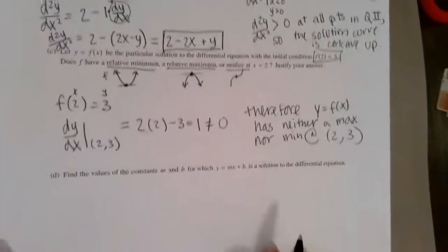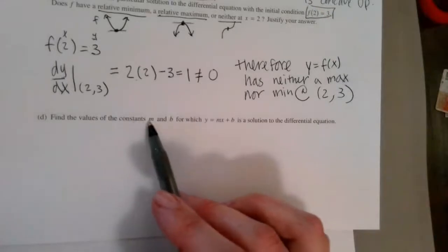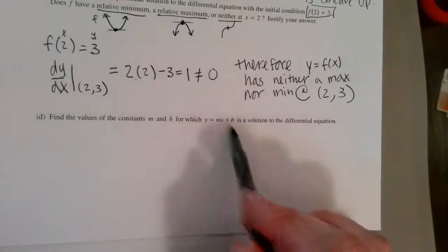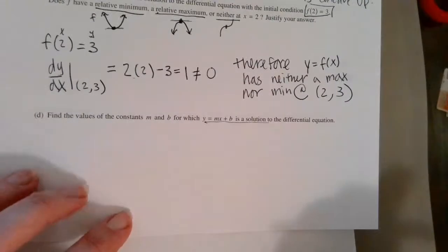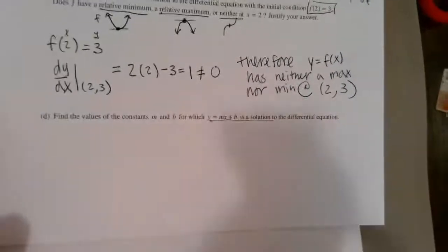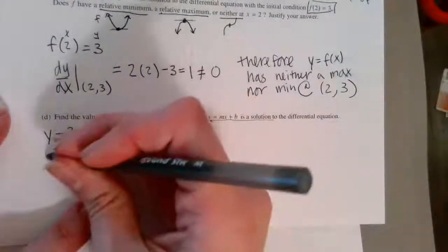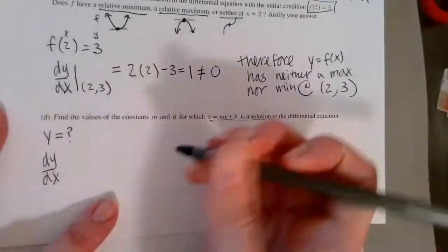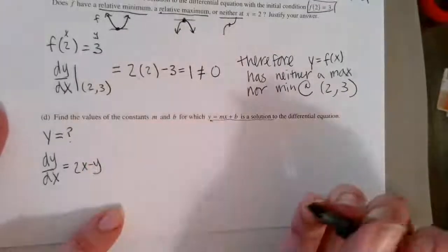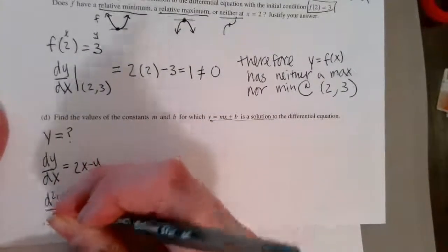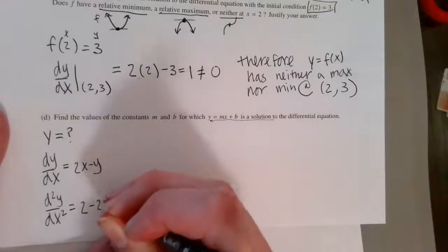The final part to this question is a little strange. Part D says find the values of the constant y, or m and b, for which y equals mx plus b is a solution to the differential equation. So I don't know what y is. However, I do know dy dx. That was given to me. It's 2x minus y. And I do know d squared y over dx squared, which we found was 2 minus 2x plus y.